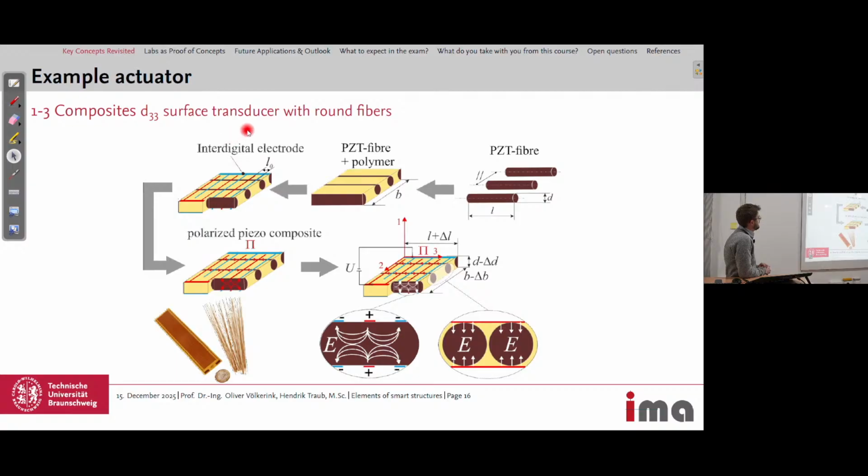So one example actuator, which is quite efficient, is the 1-3 composite, which uses the D33 effect. In this case, round fibers embedded in the polymer combined with interdigital electrodes, which then create a field in this direction, and we also use the effect in this direction. There's another type of these actuators with rectangular fibers, which may have benefits during manufacturing and also contacting by the electrodes.